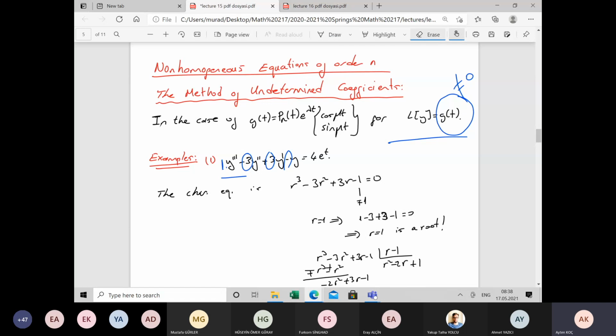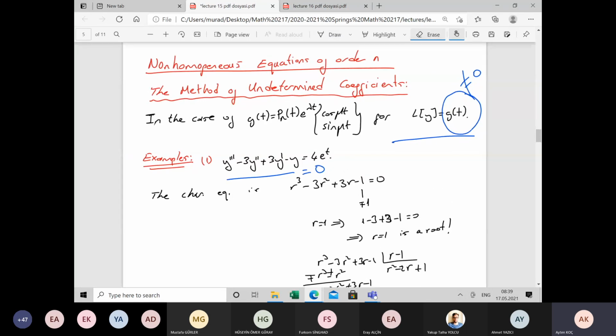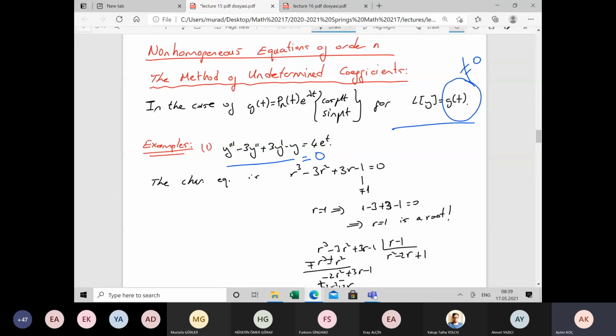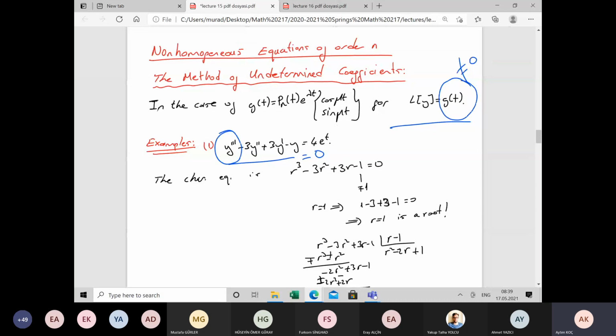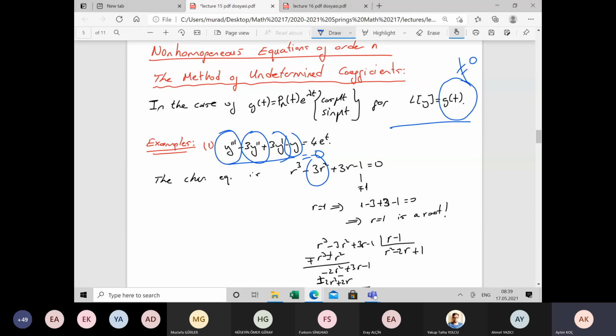So first of all, the first step, find the general solution of the homogeneous part, where the right side is 0. Consider this differential equation. We know how to find the general solution of the homogeneous differential equation. Write the corresponding characteristic equation of this differential equation. This one is r cubed minus 3r squared plus 3r minus 1 equals 0, the characteristic equation. So find the roots of this polynomial.